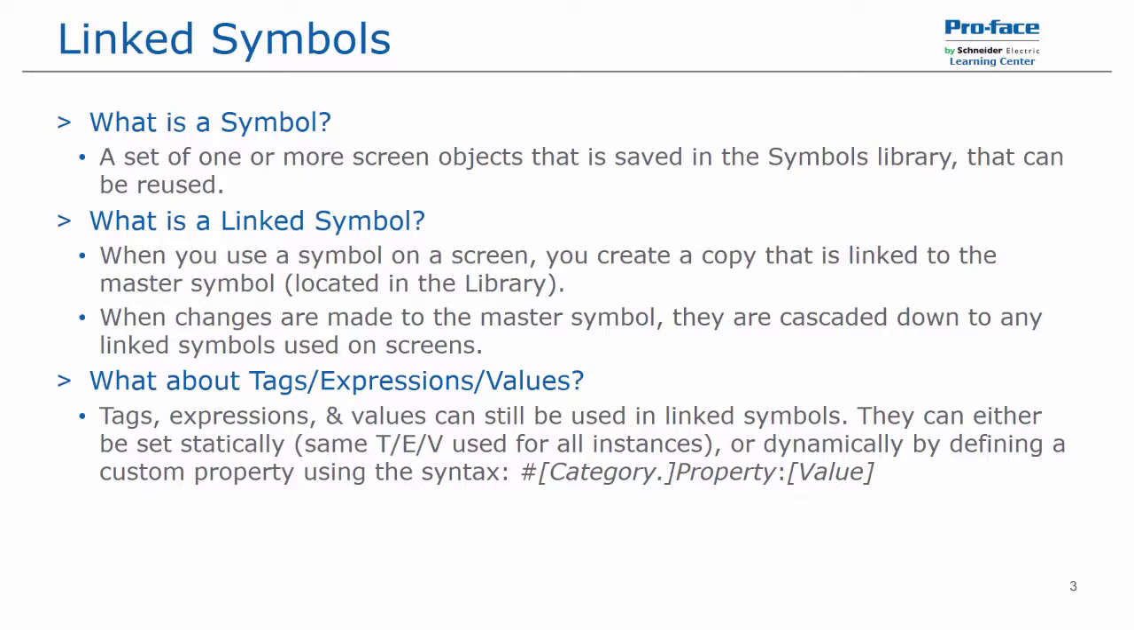And property is a label to identify the specific property of that link symbol. It is required for each tag, expression, value that you set up as a dynamic entry for the link symbol, and it must always be followed by a colon. A value is an optional default value for that property. So for example, if we created a property called caption, typed a colon, and then entered inside of quotes the word caption, that would be the default value that would show up.